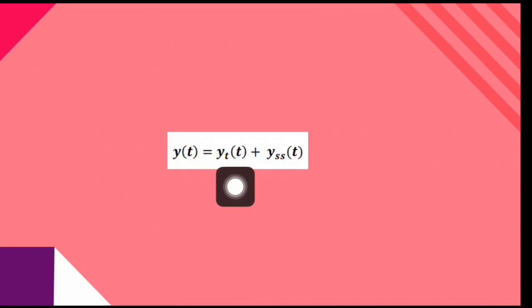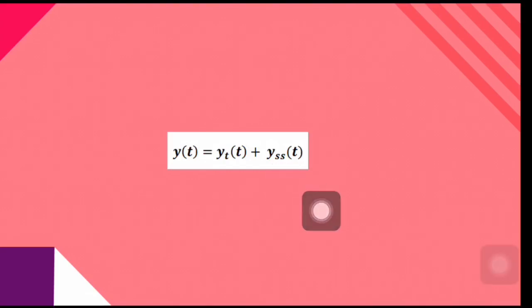In control systems, transient response is defined as the part of the time response that goes to zero as time tends to infinity. On the other hand, the steady state response is simply the part of the total response that remains after the transient has died out.